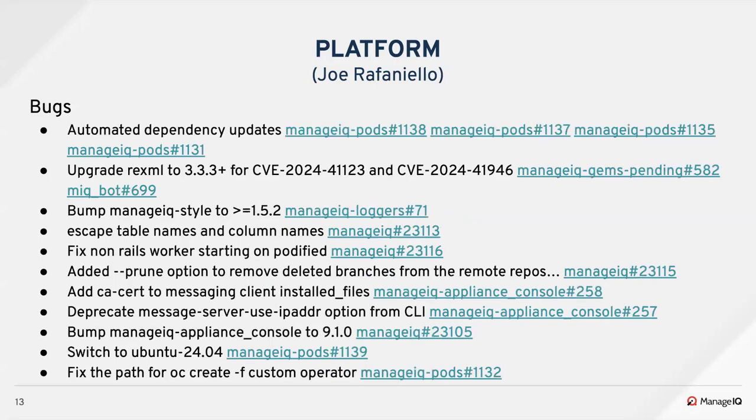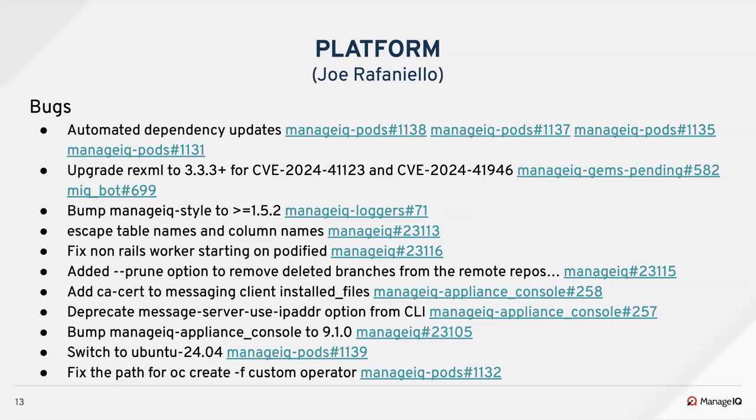For platform bugs, the bot army opened PRs to bump various Podified dependencies. Jason and the bot updated REXML to 3.3.3 plus for CVE fixes in both gems-pending and the ManageIQ bot repo. Jason updated the ManageIQ style to the latest version as a dependency. And for safety, Keenan added escaping of table names and column names in the purging, mixing, and deep delete. Adam fixed the bug with how we checked for a running pod, as it was not compatible with non-Rails workers.